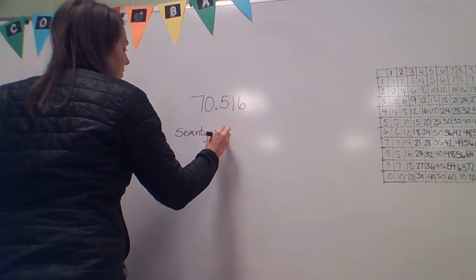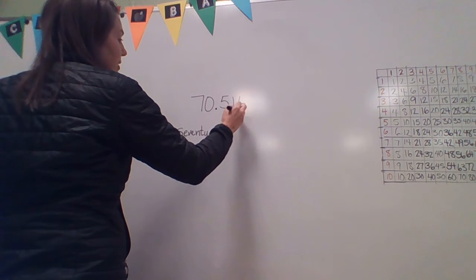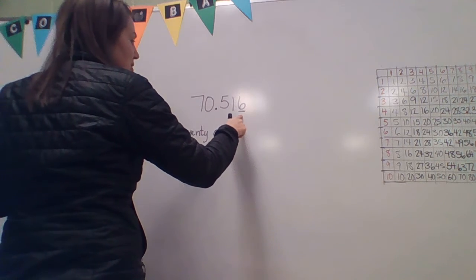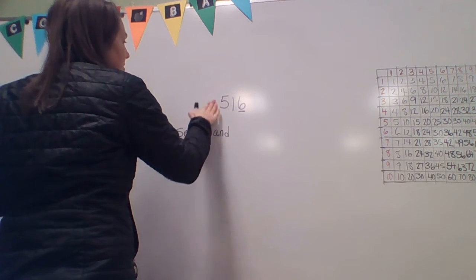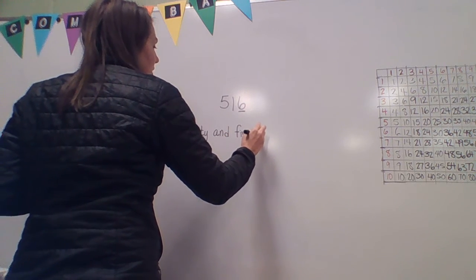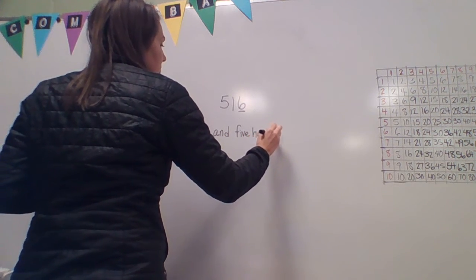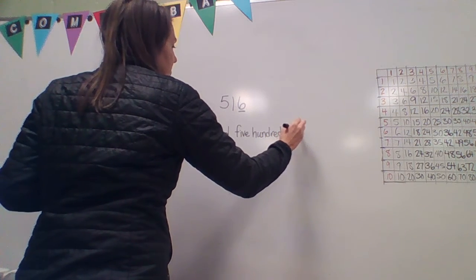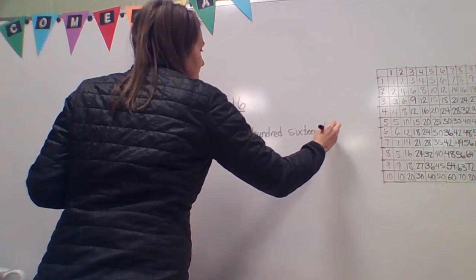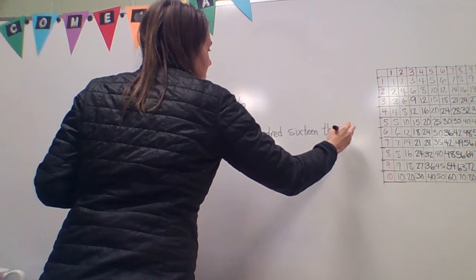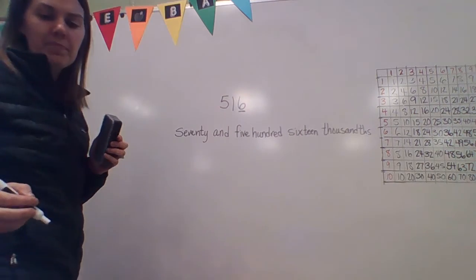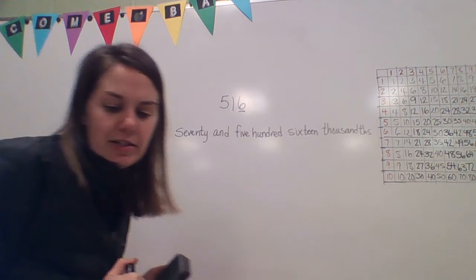And now I'm going to look at my decimal, look at the farthest place value to the right. It's a 6 and it's in the thousandths place. So then I'm going to ignore the rest and say that I have 516 thousandths.